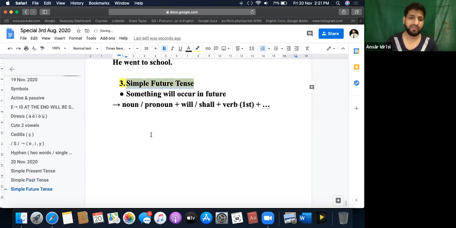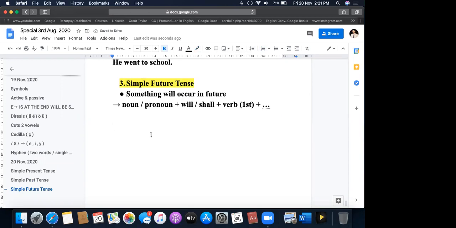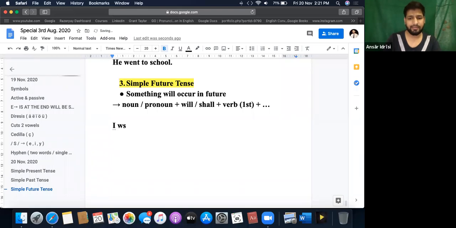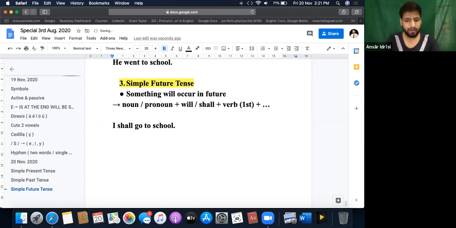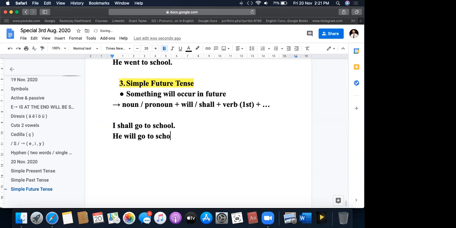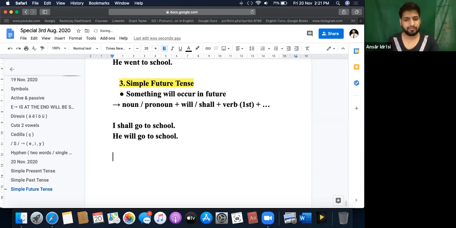Will or shall, as you know well, we are going to use will for he, she, it, you, and they, and we are going to use shall for I and we only. So it will be, for example, I shall go to school. Or he will go to school. Is that clear? Yes.